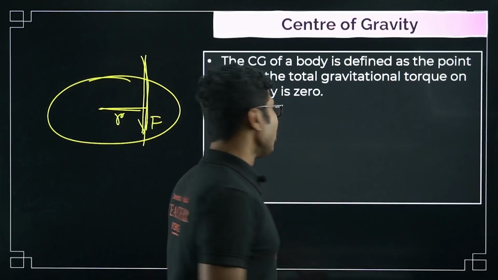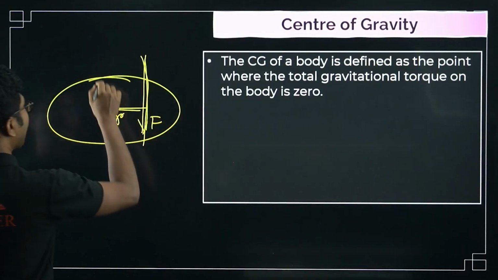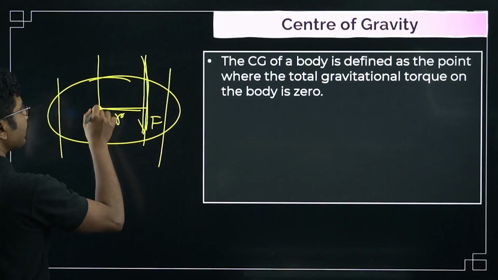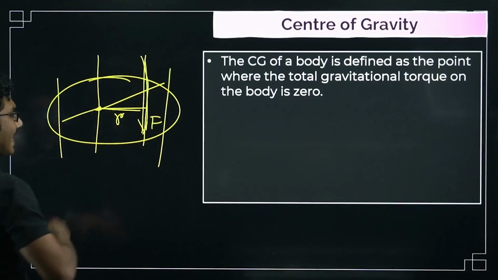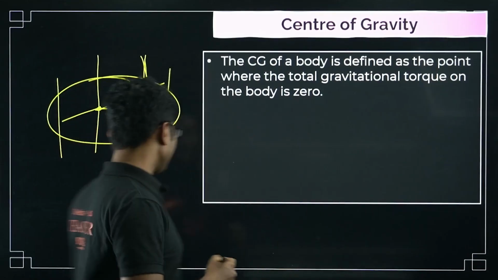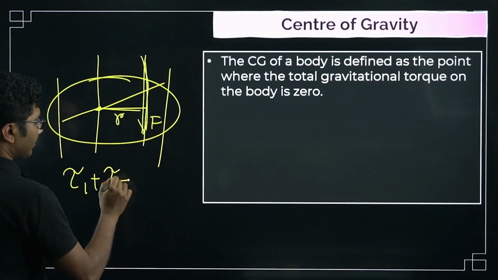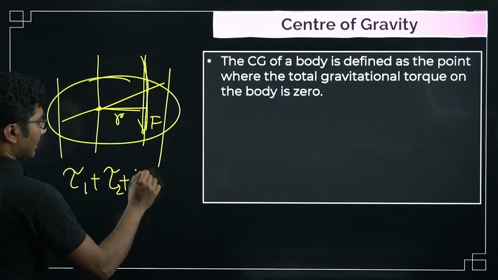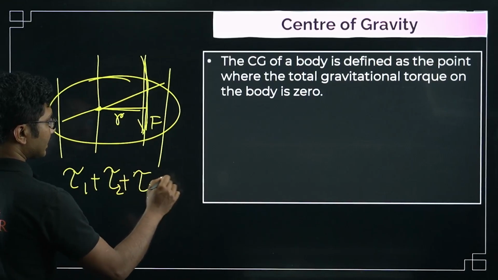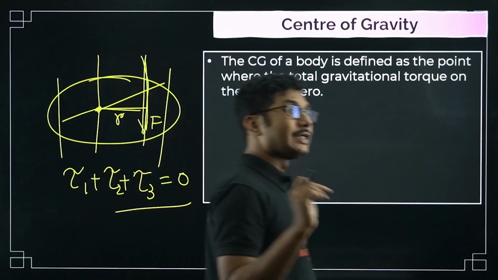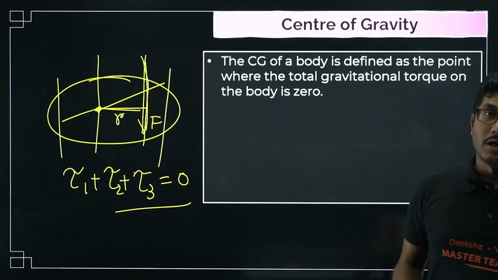But there will exist a point where, if you consider all the torques acting on the body with respect to it, and you find all the torques and add them, tau 1 plus tau 2 plus tau 3, then the total torque on the system will be 0 about that point. So that fixed point is called the center of gravity.